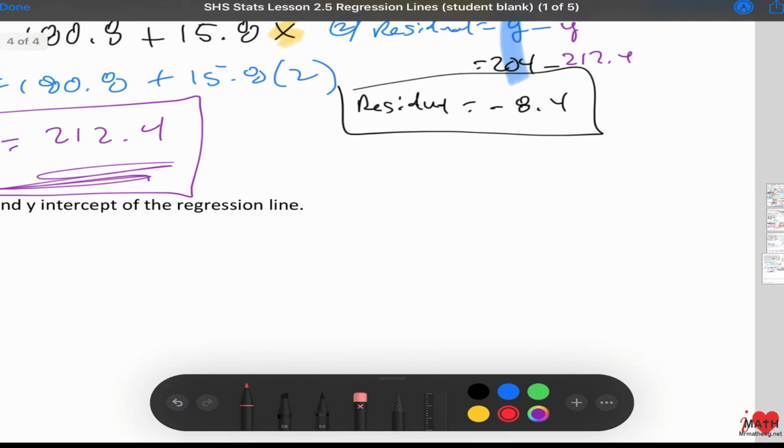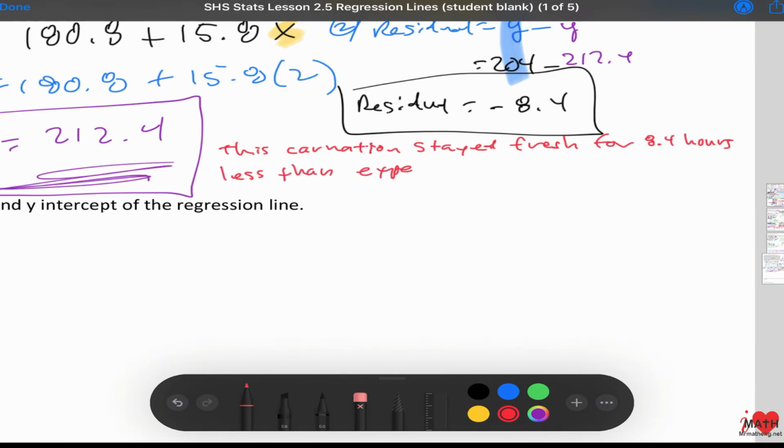What does a negative residual mean? Remember, it's below. So this carnation, or this flower, stayed fresh for what? 8.4 hours, more or less? Less than expected, based on how much sugar it received. What does that mean? It died earlier than we expected.